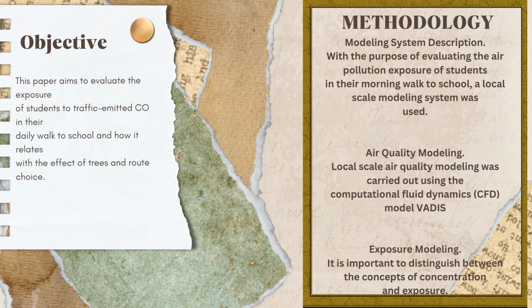Objective. This paper aims to evaluate the exposure of students to traffic-emitted CO, or carbon monoxide, in their daily walk to school and how it relates to the effect of trees and road choice.